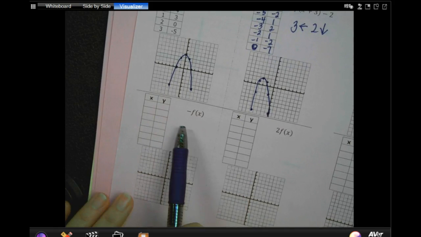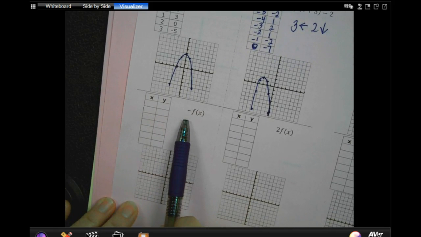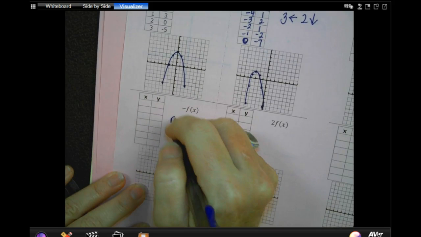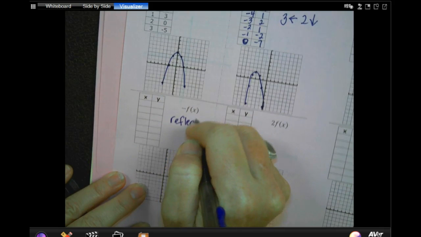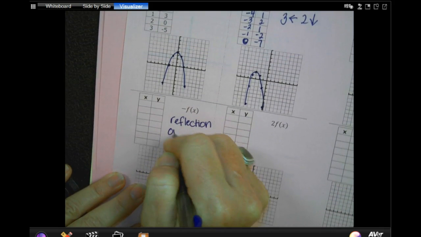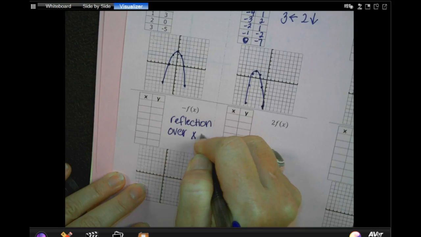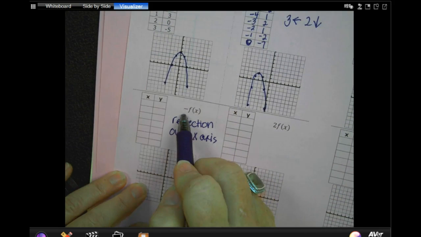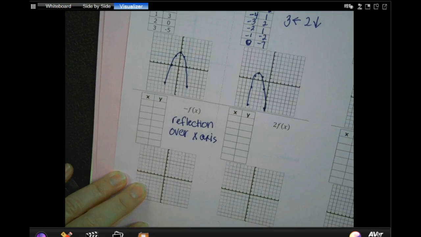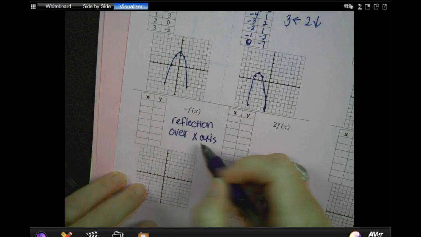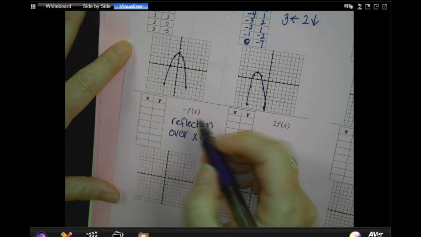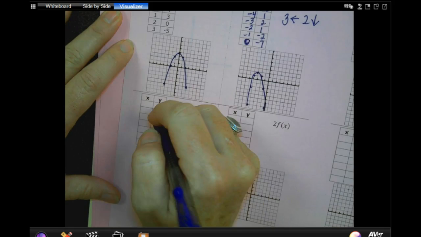So the next one I'm going to do is with the negative on the outside. And this was a reflection. And it's a reflection over which axis? Okay. So the negative out in front, do I multiply my x or my y column? Y times negative 1. If I multiply the y's, that's a reflection over the x. So I'm going to multiply straight down.